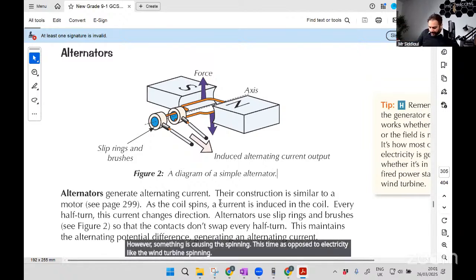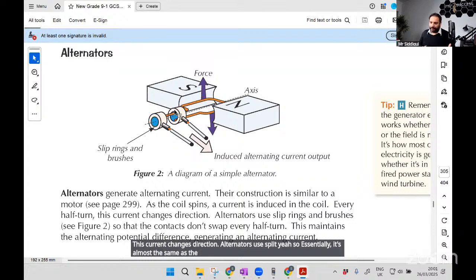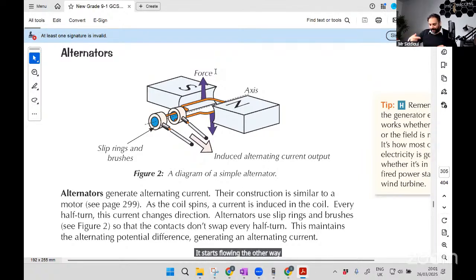As the coil spins, a current is induced in the coil. Every half turn, this current changes direction. Essentially, it's almost the same as the motor effect, except the spinning is happening as a result of the wind. So we get the electricity flowing one way, but then when we reach the halfway point, it starts flowing the other way because the split ring commutator switches to the other end. And so we get an alternating current because it goes one way and then the other.